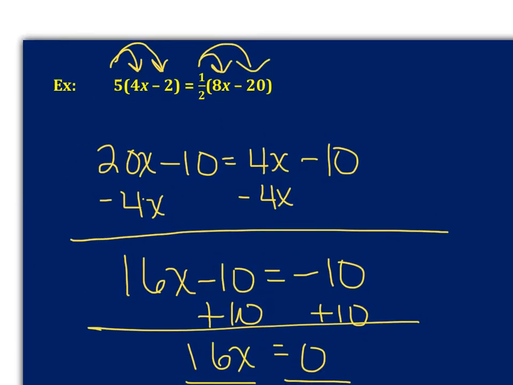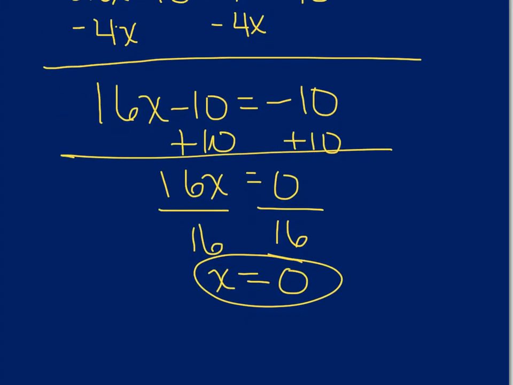And if you come back up here, if you put in 0, 4 times 0 is 0. 0 minus 2 is negative 2. 5 times negative 2 is negative 10. 8 times 0 is 0. Minus 20 would be negative 20. Half of negative 20 would be negative 10. 0 is a number that works. So there is a solution. It's 0.